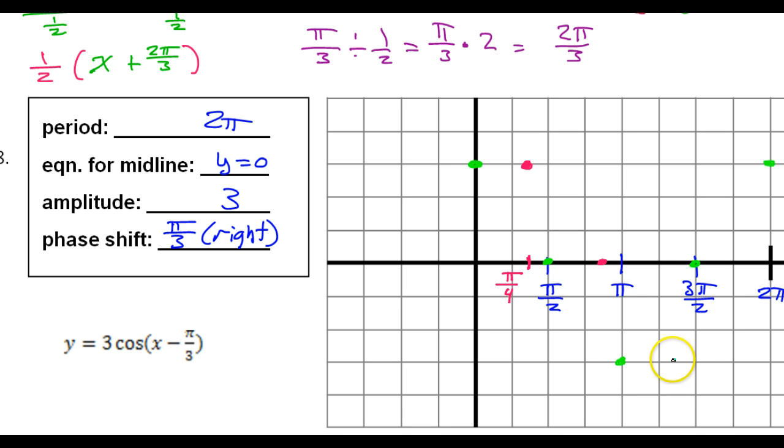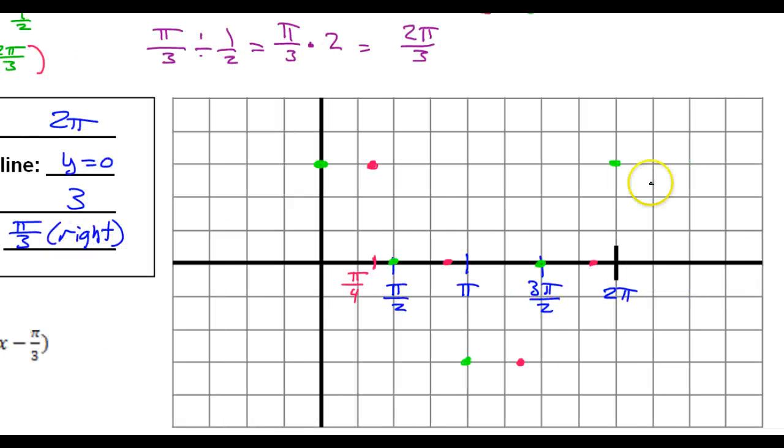Each one of these, more than 1 square to the right. So this will be a pretty good approximation for my 1 period of this graph. Okay, so there's 1 period of this graph. So we'll start with that.